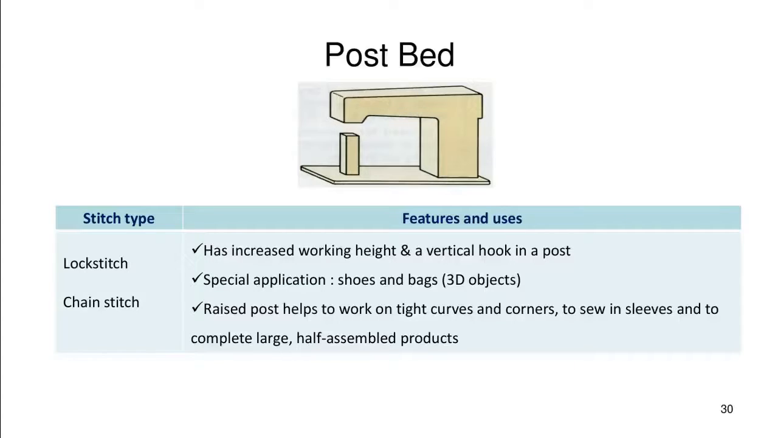When you have large half-assembled products, it is already so large and clumsy that you will not be able to do the operations on a flat bed. So in that case, if there's a small area in which you have to do the operation, that small area just needs to be mounted on this post. You mount it, and then you can do your operation with much more ease than you could have done in the case of a flat bed. That's why post bed. That's slide 30.